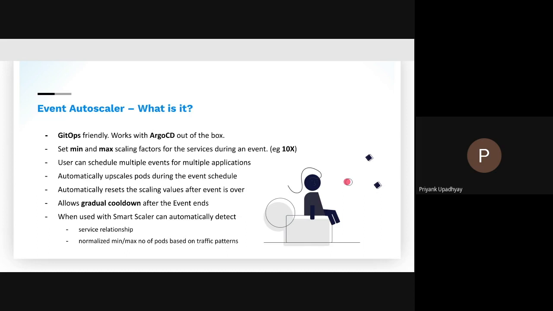Also, when used with Smart Scaler, which is another product from Avesha, you can check more on Avesha's website, we can also automatically detect the service relationship and the scaling ratio between the services. So for instance, if our front end is the entry node, what would be the number of pods required for the recommendation service, which is another service. Those kinds of smart relationships are automatically identified by Smart Scaler. It also calculates the normalized min-max based on the traffic patterns. So that's something that is going to be beneficial when used with Smart Scaler.